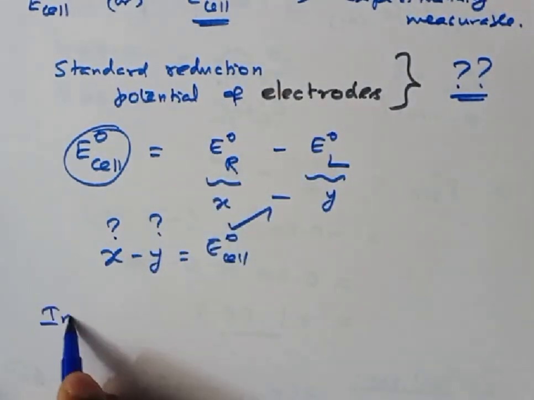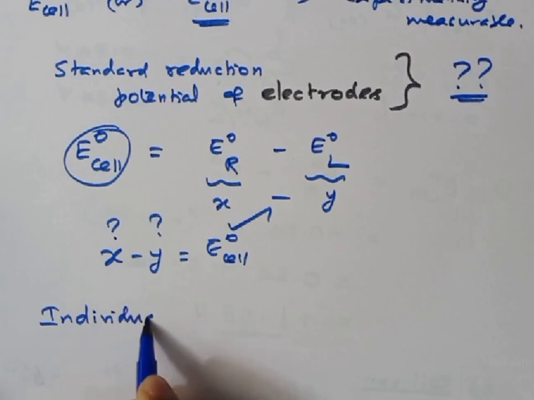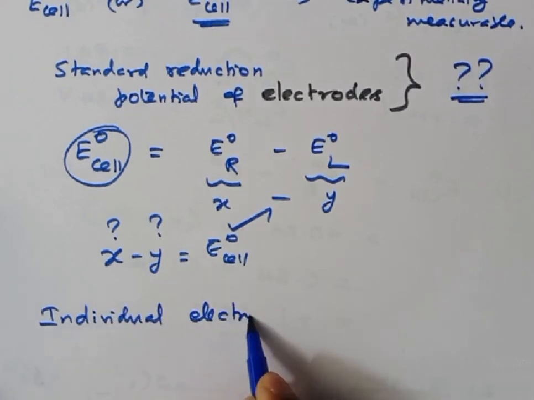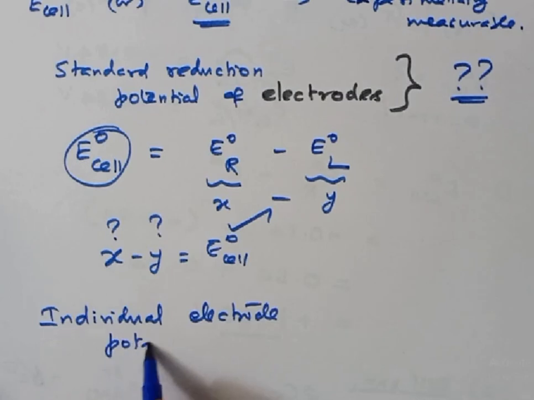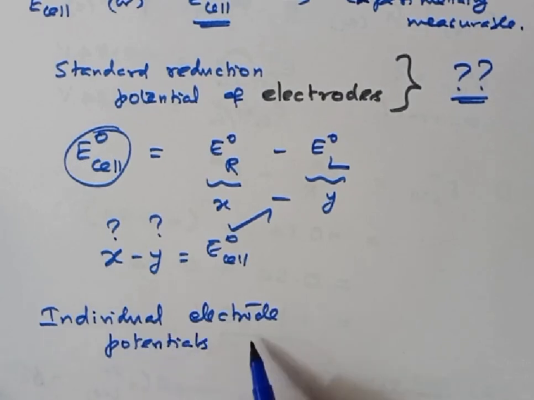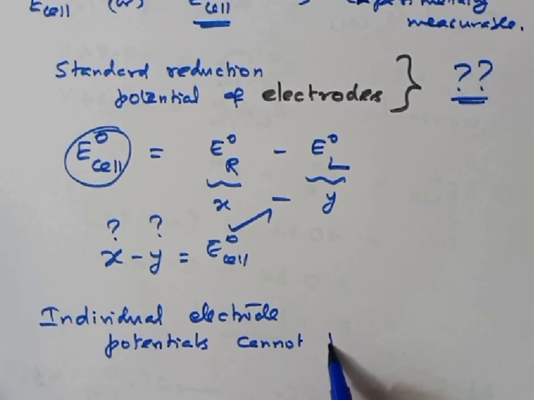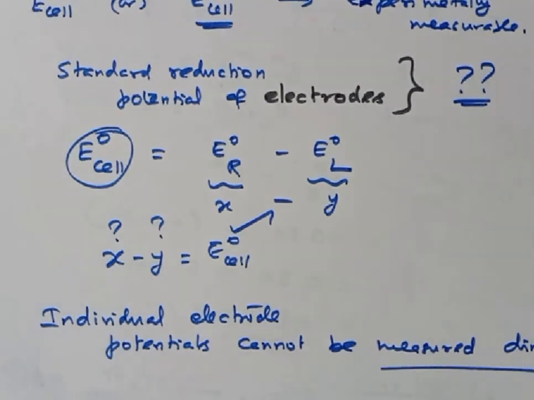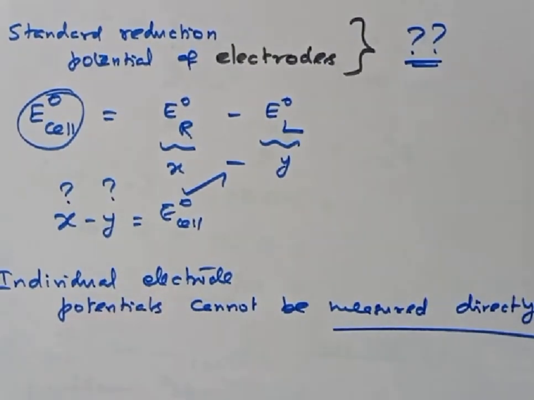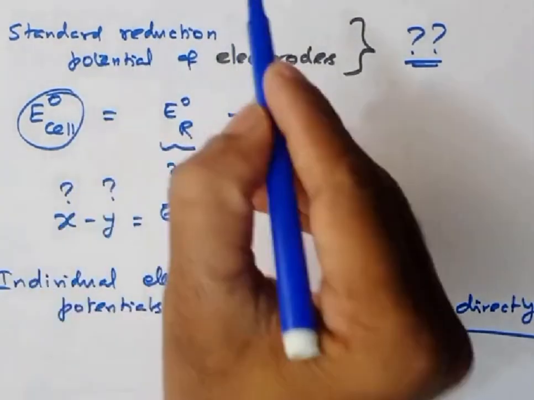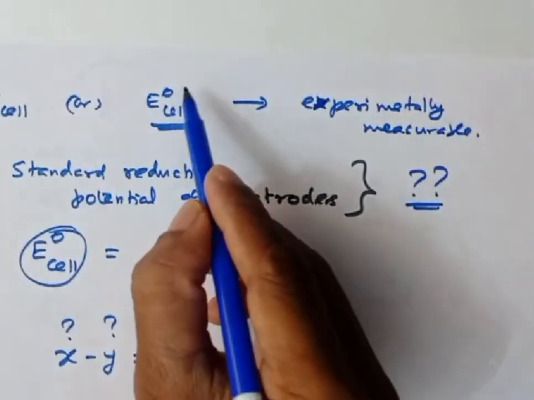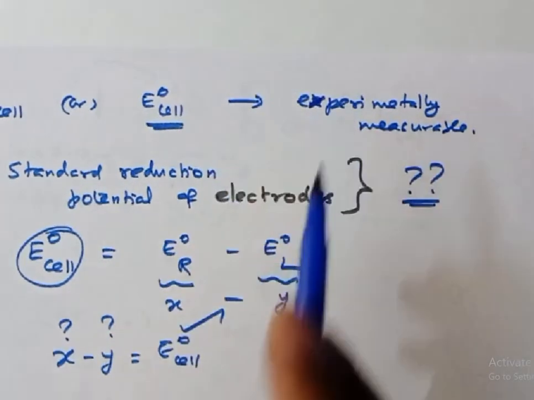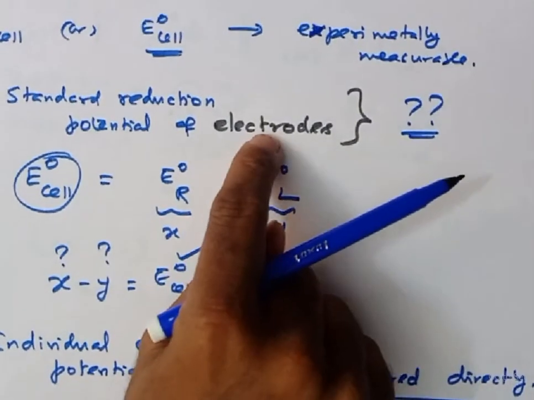I'll write here: individual electrode potentials cannot be measured directly from experiment. You cannot measure it directly. So we can only measure the cell potential or standard cell potential. We cannot measure the electrode potentials.